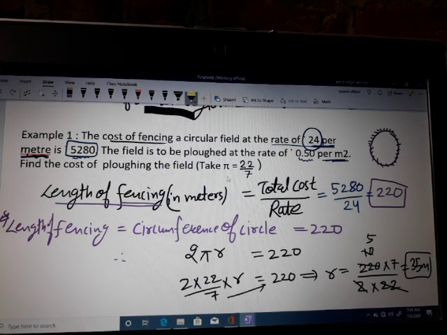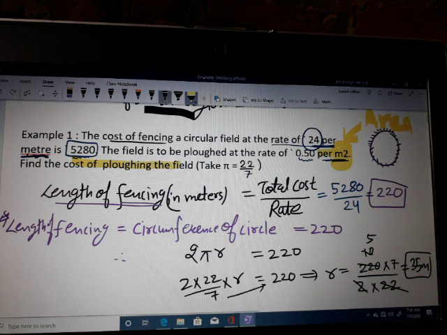And I am going to find the area of the circle. Why am I going to find the area of the circle? Because we have to find the total cost of ploughing the field. This is given as per meter square. Whenever it is meter square, it means area is being talked about.